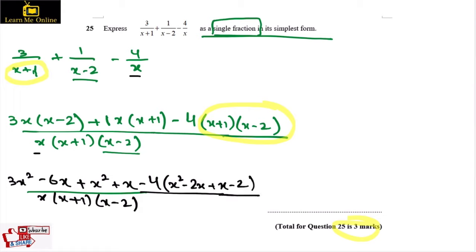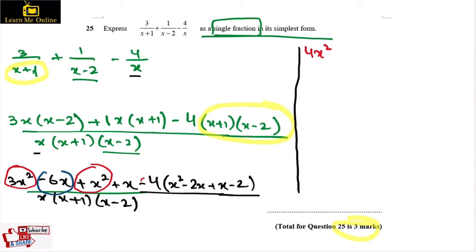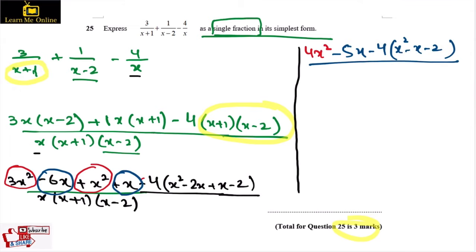We do the simplification, so I just continue over here now. Collecting like terms, we have 3x squared plus x squared, which is going to be 4x squared. And clearly you see that this would be minus 4x squared. So I'm not going to do inside the bracket for now. The other one would be minus 6x, and plus x would be minus 5x. To do that, we are having minus 4 outside the bracket. Inside the bracket is x squared minus x minus 2, and we divide the whole thing by x, x plus 1 and x minus 2.